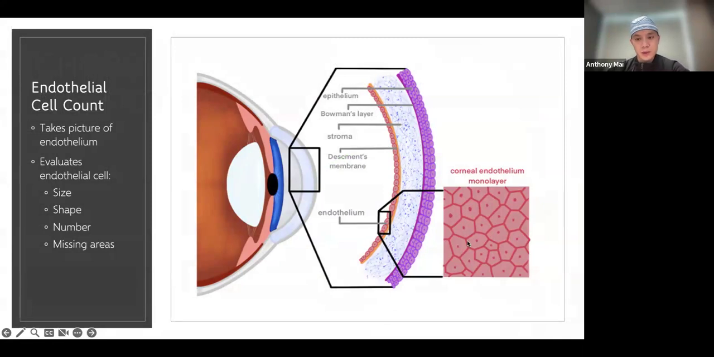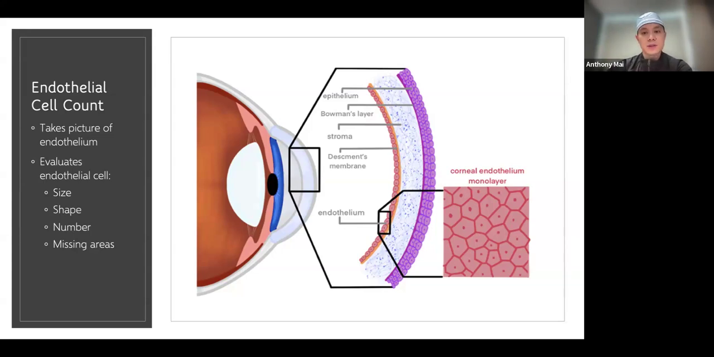This is how it's supposed to look normally, where you have these cells all smushed up against each other. They're kind of in a polygonal, hexagonal shape. And this layer here is responsible for pumping fluid out of the cornea to keep it nice and clear. In Fuchs dystrophy, that disease is when those cells aren't very healthy anymore. There's little patches of missing spots. And so this endothelial cell count actually is able to take pictures using specular microscopy of that area.